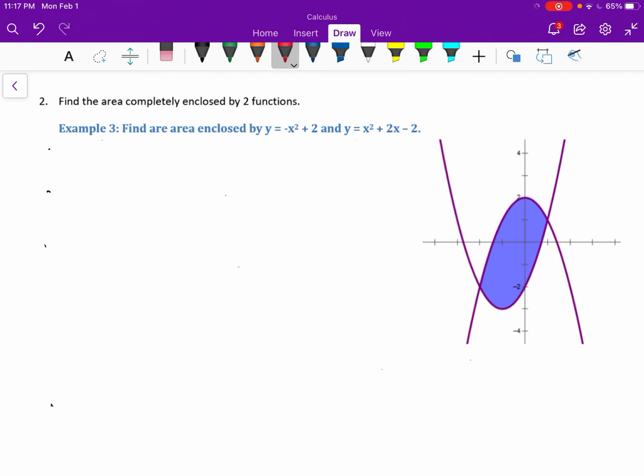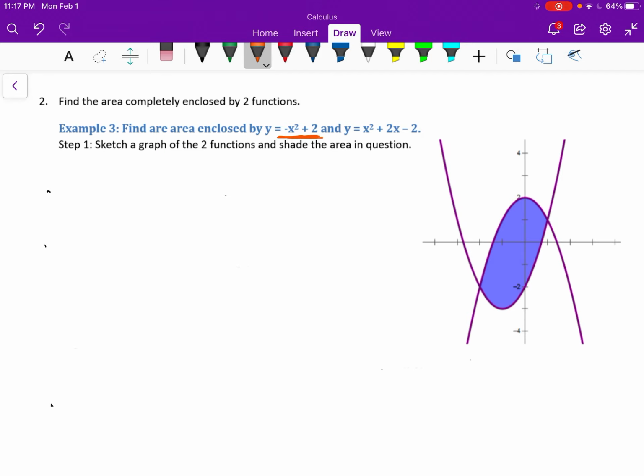So here's an example. Find the area enclosed by y equals negative x squared plus 2 and y equals x squared plus 2x minus 2. So the first thing you want to do is graph these functions. So the first one is a parabola facing down. It's moved up 2. So that's an easy one to graph.